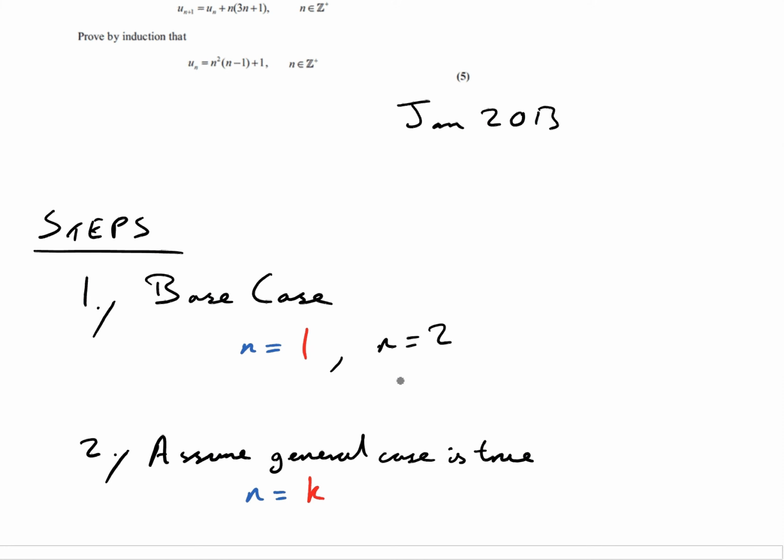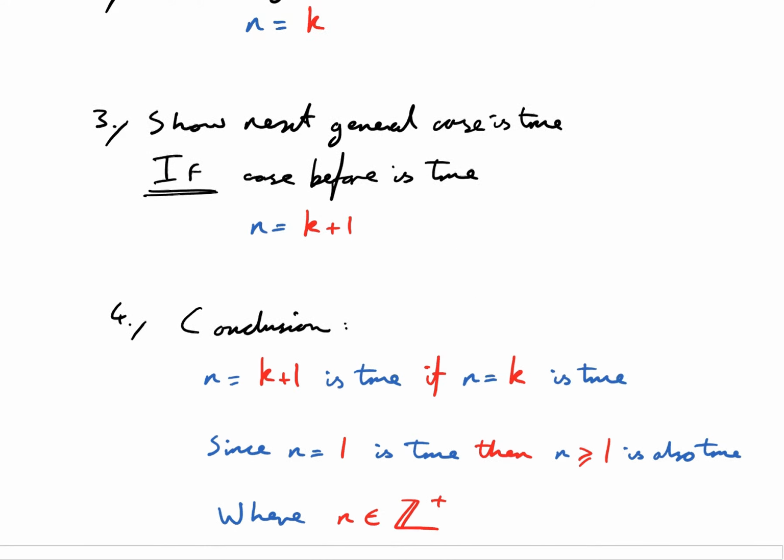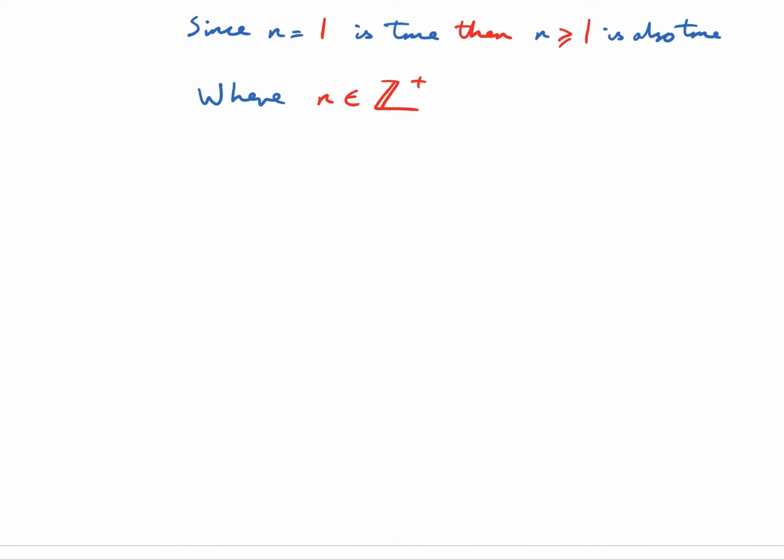Hopefully that makes sense. Second step, assume some general case is true, which in this case is n equals k. Then we need to show that the next general case, n equals k plus 1, depends on this previous case. Same thing as before. And then the final step is just the conclusion, saying the right things in the right order. So let's just jump in and try and do this.